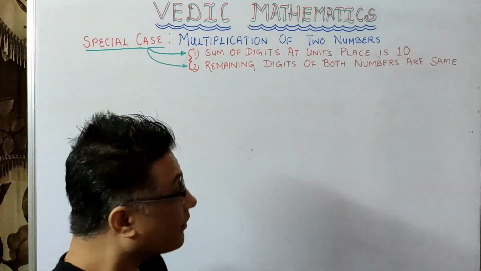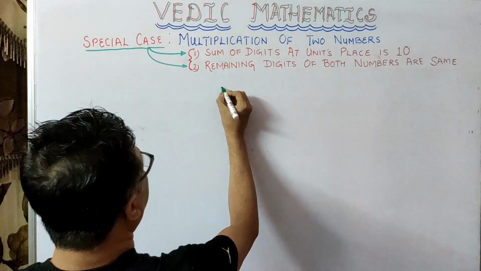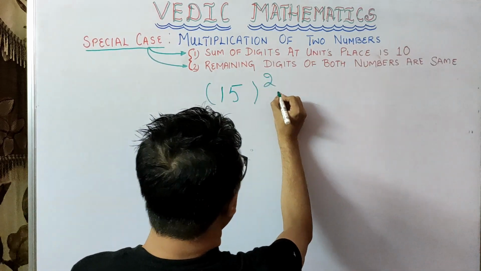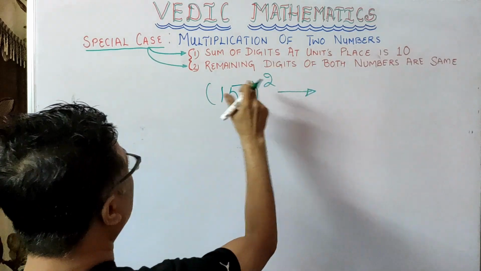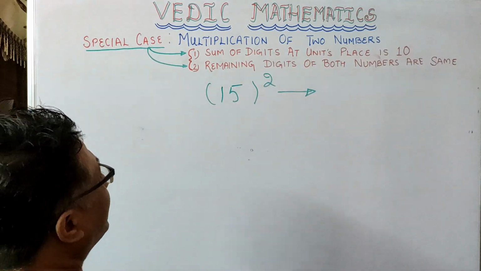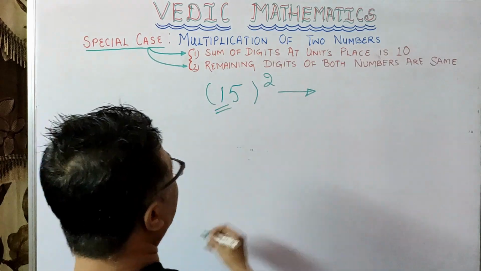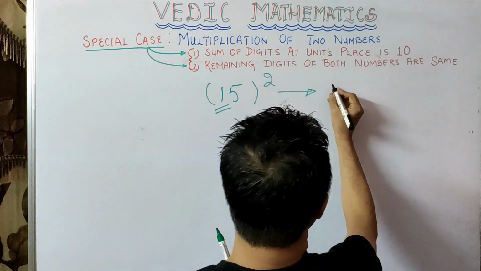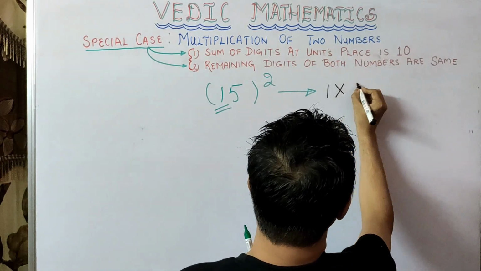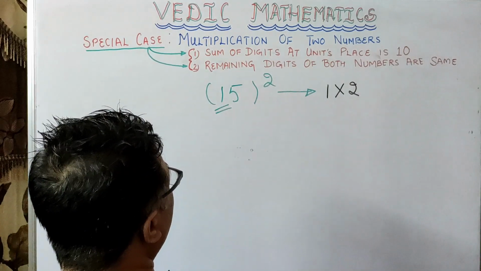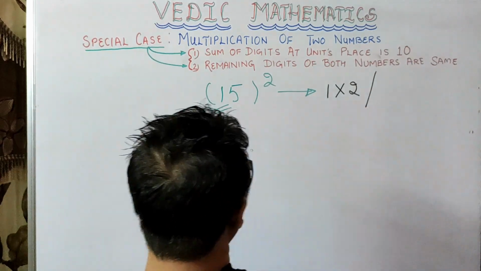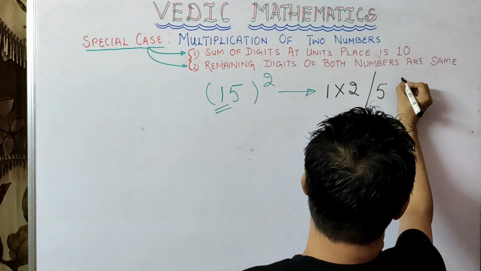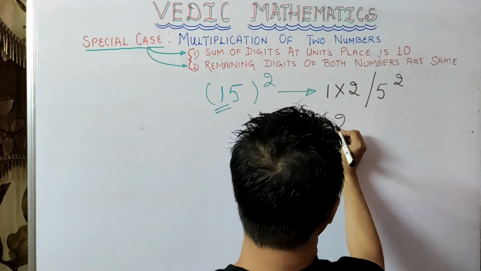If you recall, when we multiplied by 5, if we had to find the square of 15, what we did was that we took this 1 and then multiplied 1 with the next number, that is 1 multiplied by 2, and then for the second part of the answer, we took the square of 5. So our answer was.